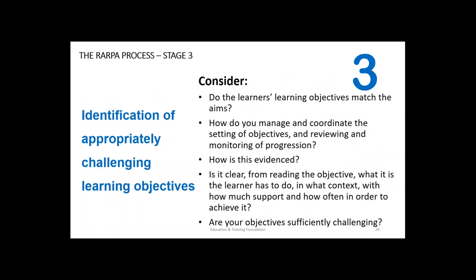What to consider on these? Do the learning objectives enable a learner to work towards meeting their aims? Are their views and aspirations taken into account? How do we evidence that these learning objectives are the right ones for that learner? When we go through our quality control cycle, I'll discuss that with you and tell you how we do that. And are objectives sufficiently challenging?